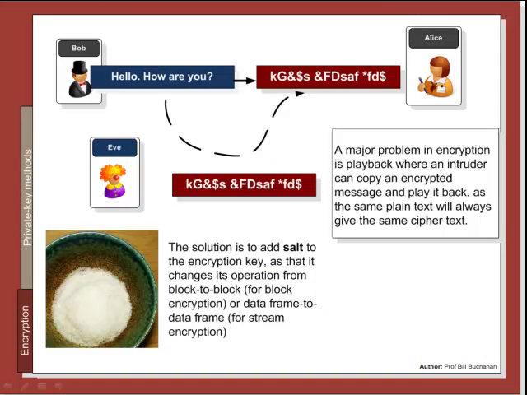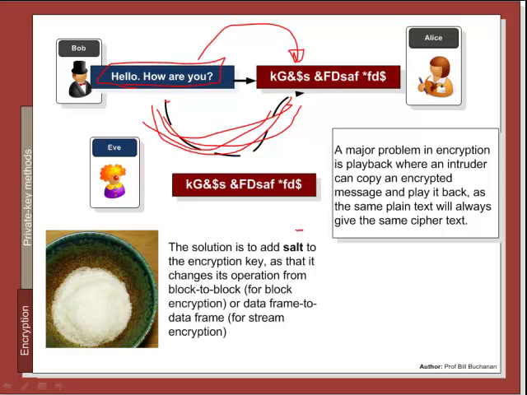Another problem that we have, if we took each cipher block, is that we'd find the same message would create the same cipher text. So in this case Eve could play back the cipher text again and again and play back the same message. So what we'll have to do is to add some salt into the equation to make sure that the block by block encryption differs in some way.